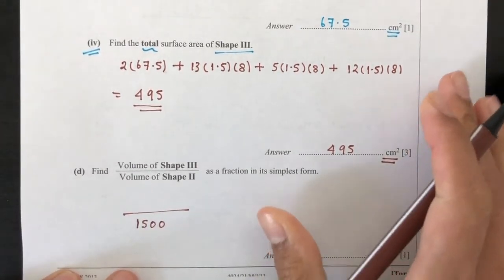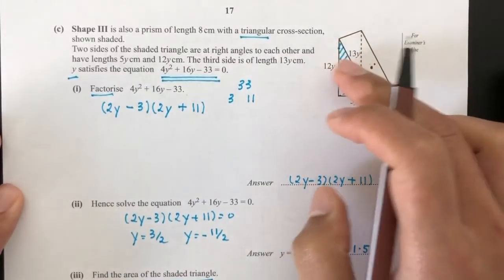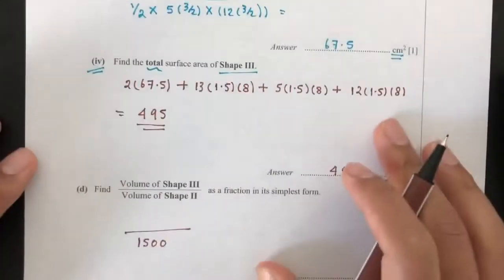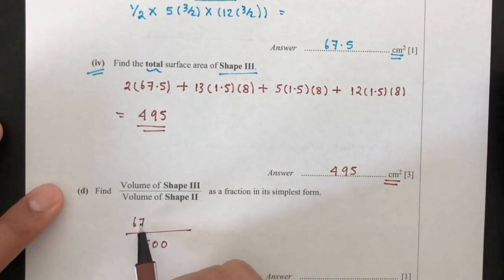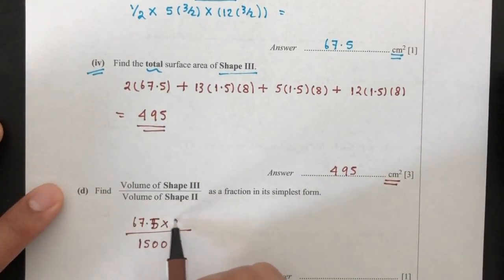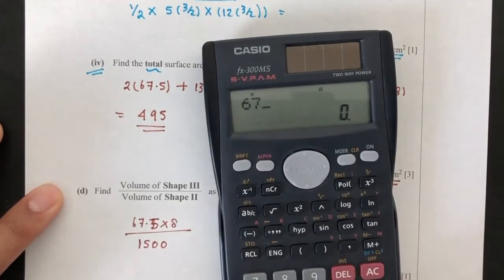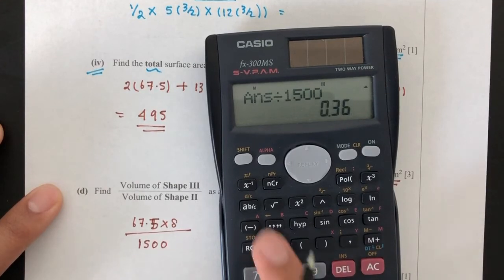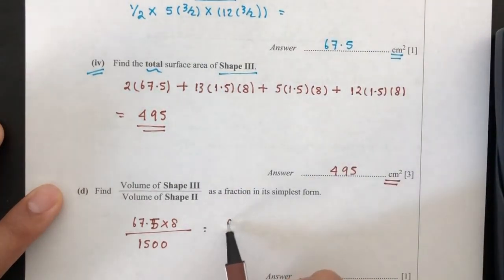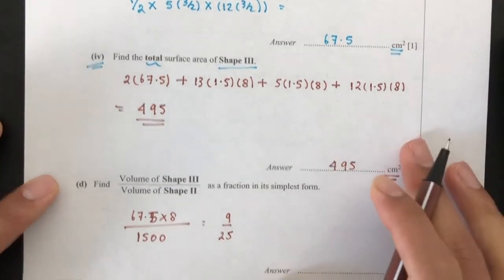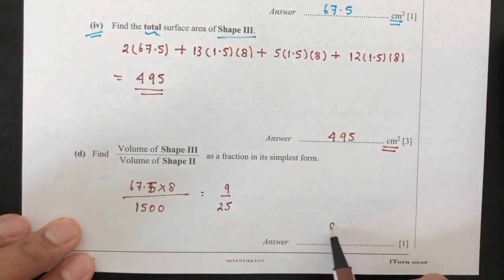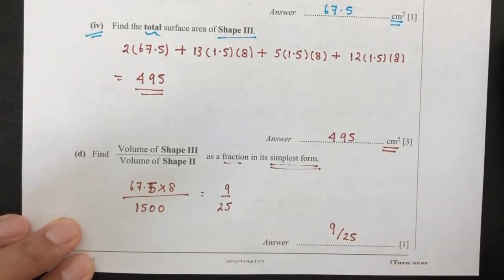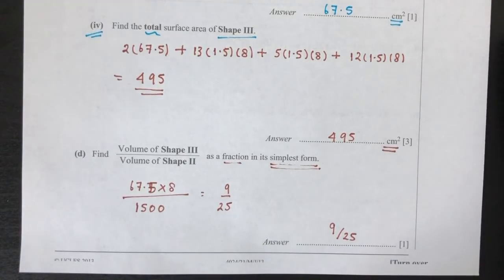Now how would you find the volume of shape 3? You will find the area of cross section, which is this, times the length, which is 8. That will be 67.5 times 8, divided by 1500. That will be 9 over 25. So your ratio, your fraction, 9 over 25, will be in its simplest form. That will be your question number 9.